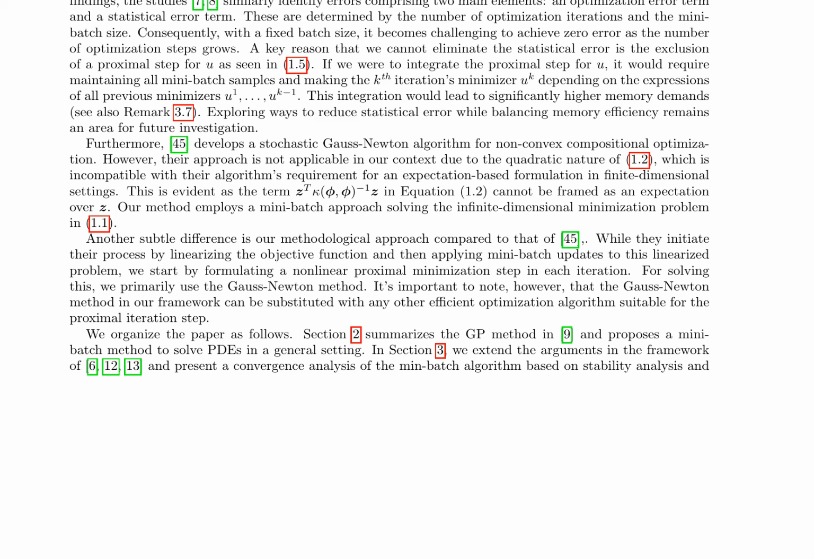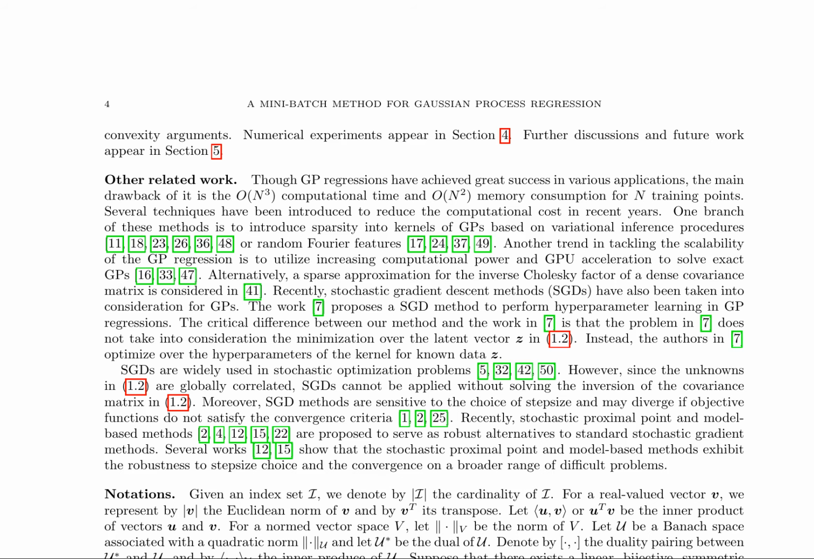Then extends the arguments and presents a convergence analysis of the minibatch algorithm based on stability analysis and error bounds in section 3. In Gaussian process, GP, regression, traditional methods face significant computational challenges, notably O(N^3) computational time and O(N^2) memory consumption for N training points.